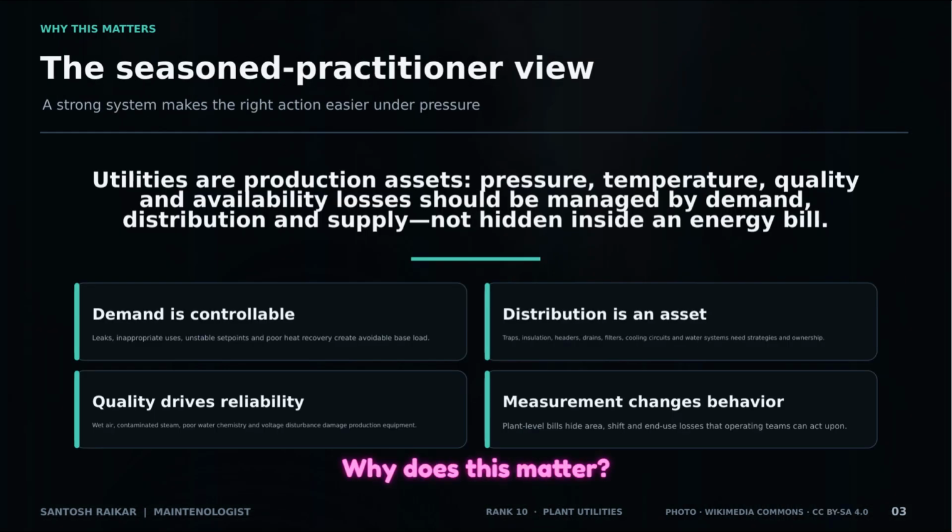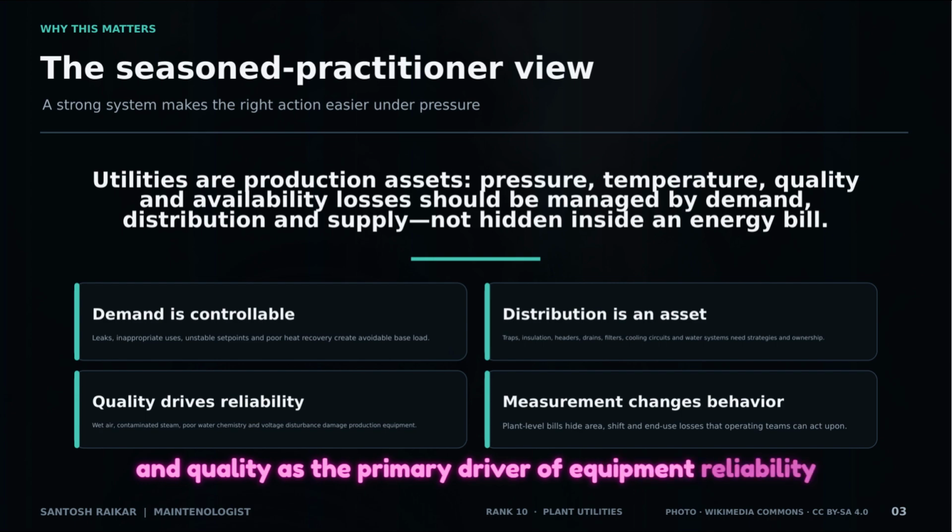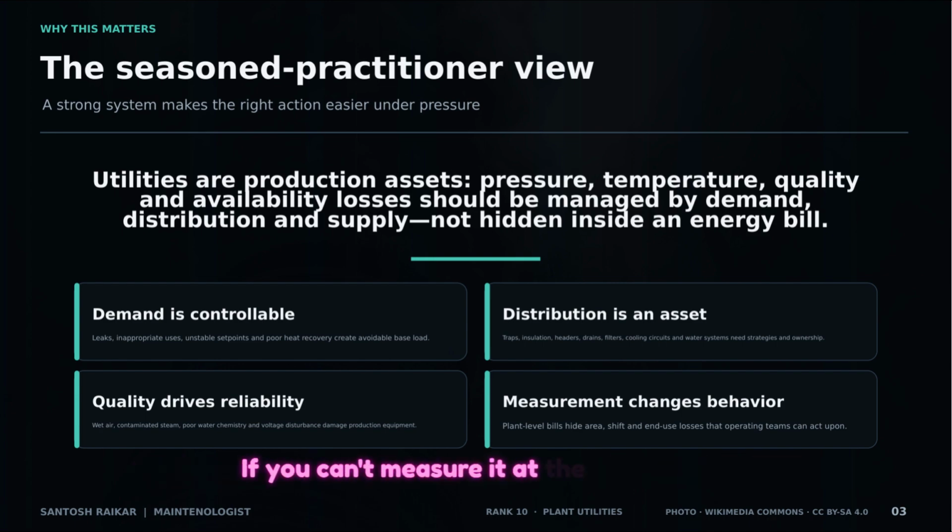Why does this matter? Because utilities are production assets. Pressure, temperature, and availability shouldn't just be hidden in a bill, they should be managed. We need to view demand as controllable, distribution as an asset that requires ownership, and quality as the primary driver of equipment reliability. If you can't measure it at the area level, you can't act on it.